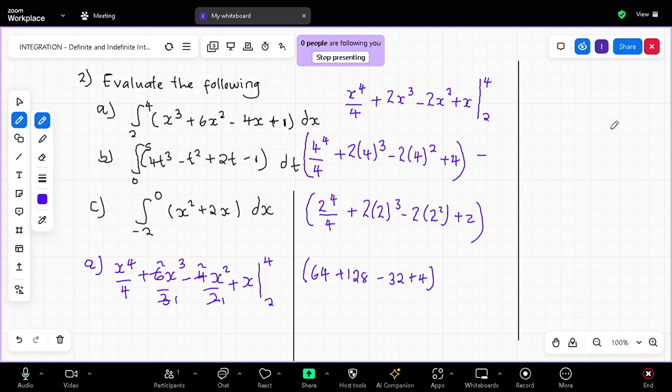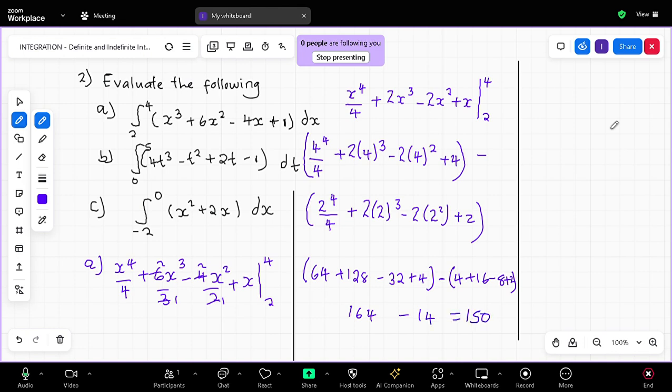Then you subtract the lower limit. So 2 power 4 is 16, divided by 4 is 4, plus 16 minus 8, that is 8, plus 2. So this gets you 64 plus 128 minus 32, that gives you 164, minus this one, which gets you 14. So the answer here is 150.